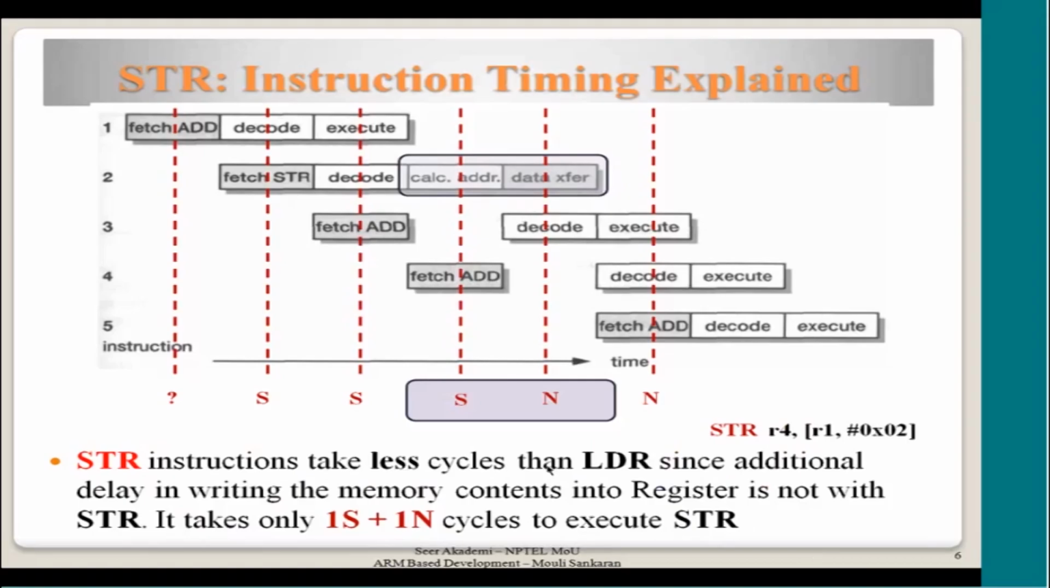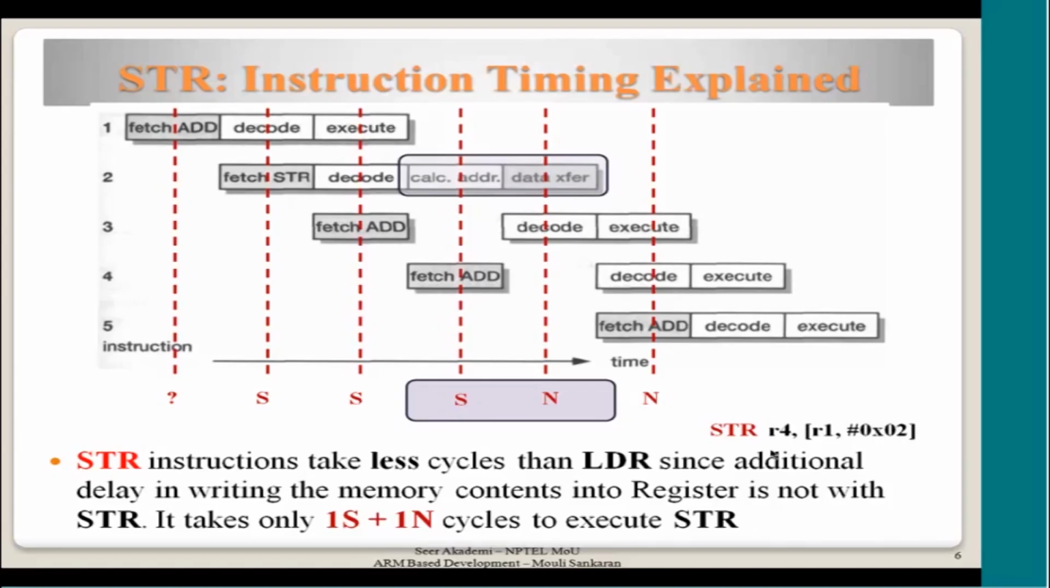So str instruction takes fewer cycles than LDR. Why? Because LDR will take one more cycle to move the data that it has read from the memory into the register. We will see that in the next example. So I am showing you an str here. This offset computation was done by this calculator address, and the actual transfer of R4 into memory has happened here. Because of this, there is a non-sequential access of the instruction, and this itself is a non-sequential access of data.